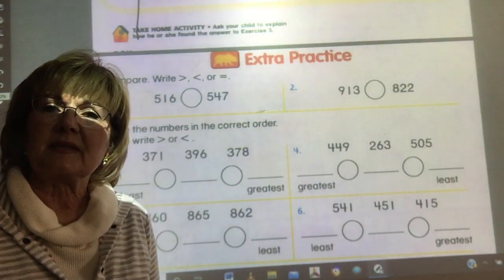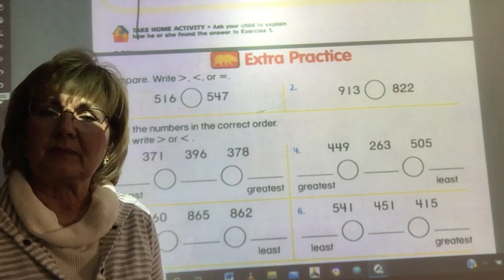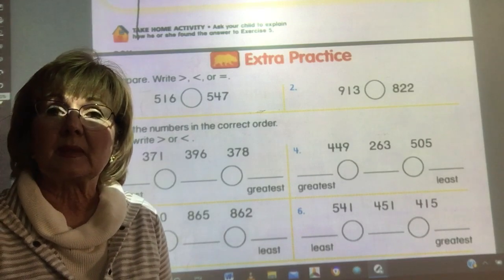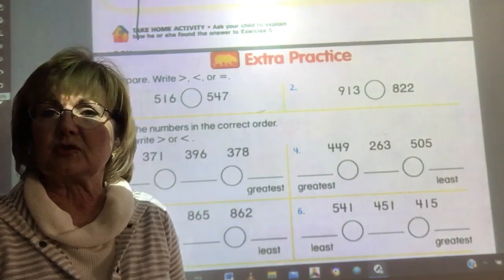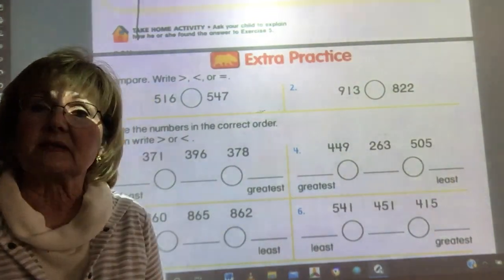Great. Okay, this is math. We're still on Monday. And this is the extra practice page I'll have you do on Monday. So let's take a look at it.